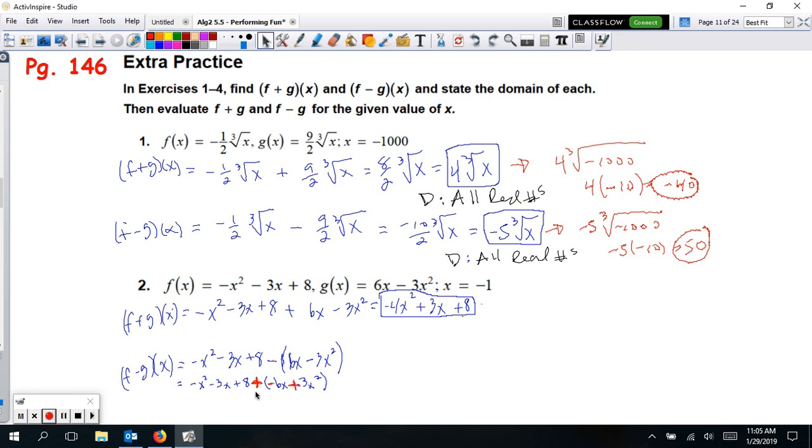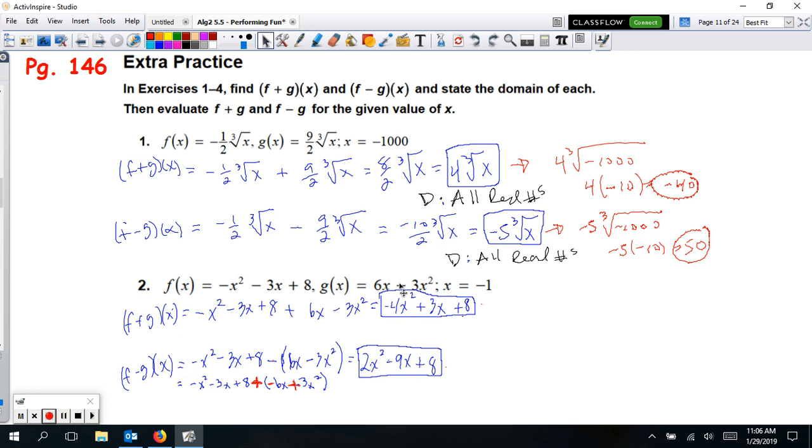I put it in red. So now I'm going to change this into a positive, and now it's back into addition again. I can change the subtraction to addition, and then this 6x becomes negative 6x, and this becomes positive 3x squared, and now I just combine like terms. For x squareds, we got negative 1 there, positive 3. So that'll be a positive 2x squared. Negative 3x, negative 6x makes a negative 9x, and then we also have that plus 8 again. So now our result will be 2x squared minus 9x plus 8 for the f minus g.